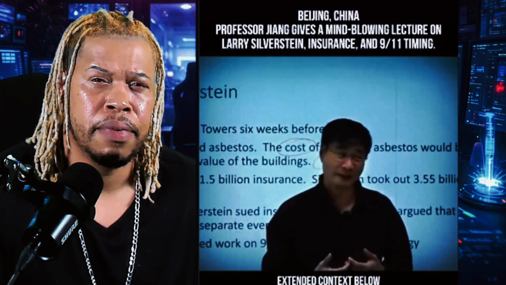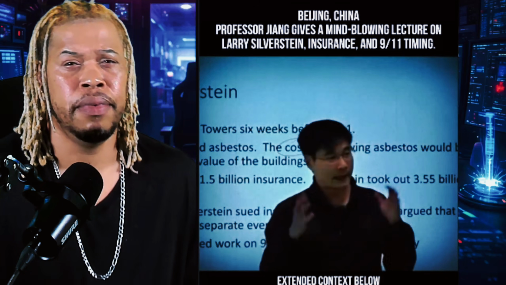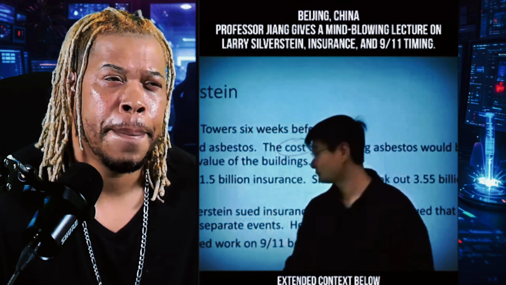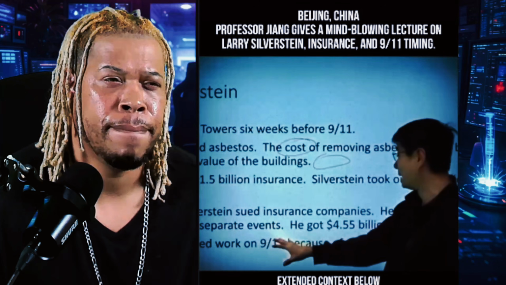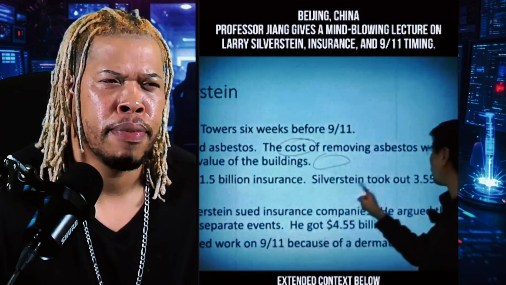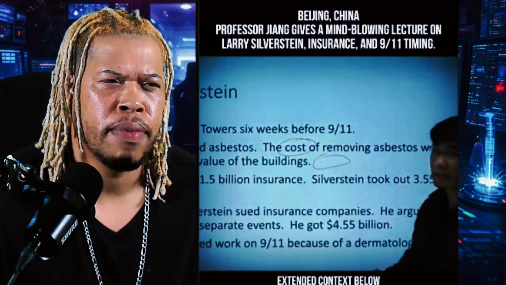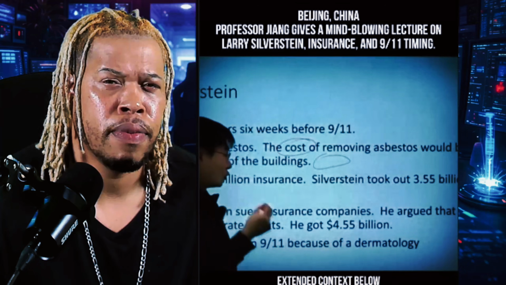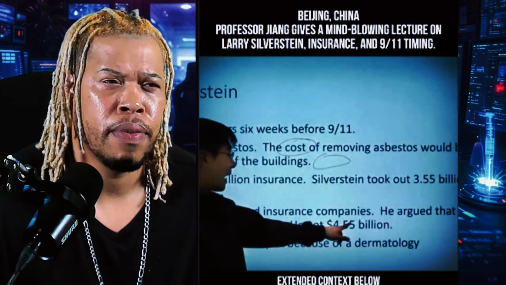That's kind of stupid. But again, he's the luckiest man in the world because 9/11 happens, and guess what? He can now claim that 2 towers were struck, and therefore he should get twice as much as 3.55 million. He should get 7 billion. And he sued, they went to court, he got 4.55 billion.